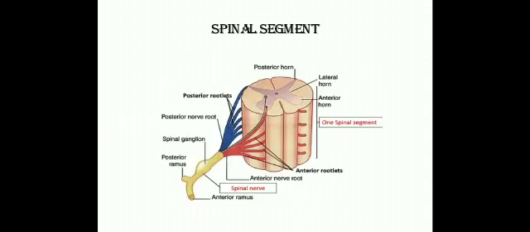So, spinal segment. Spinal segments are a part of the spinal cord. Here it is the segment where a pair of dorsal nerve roots, both right and left side, and a pair of ventral nerve roots are attached, and this is called the spinal segment. Here we can observe the anterior rootlets and the posterior rootlets, both right and left side, included in one spinal segment.